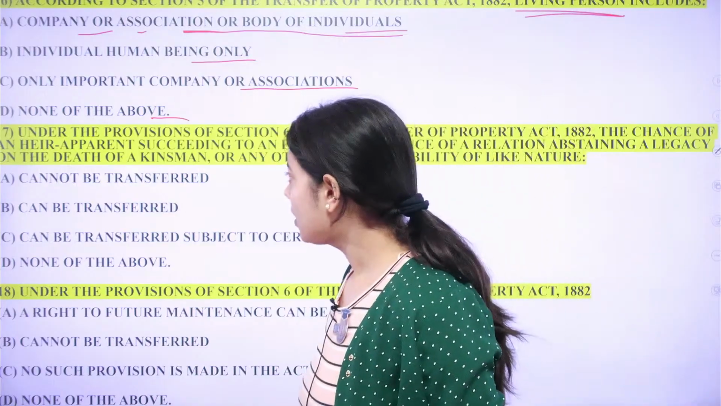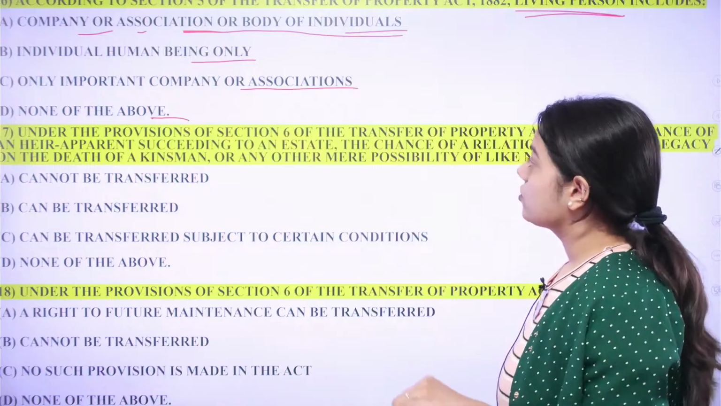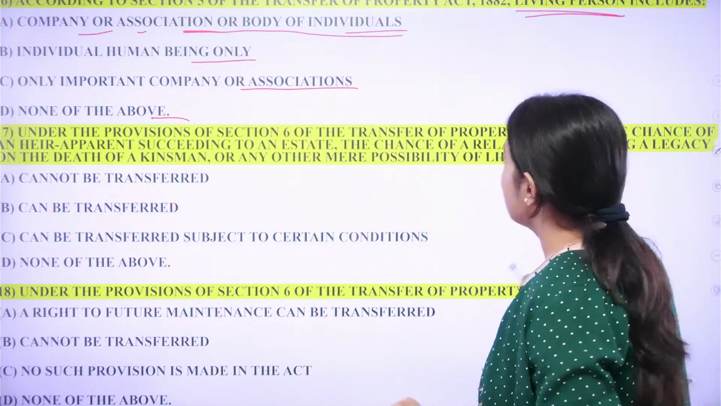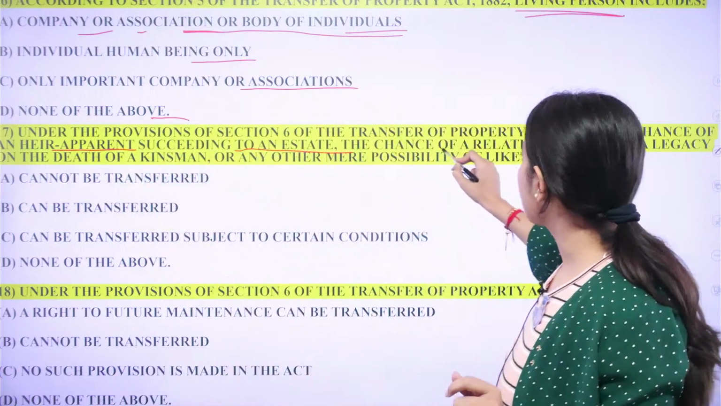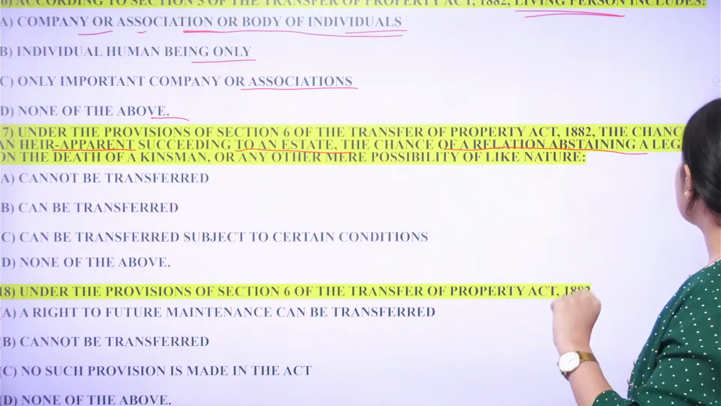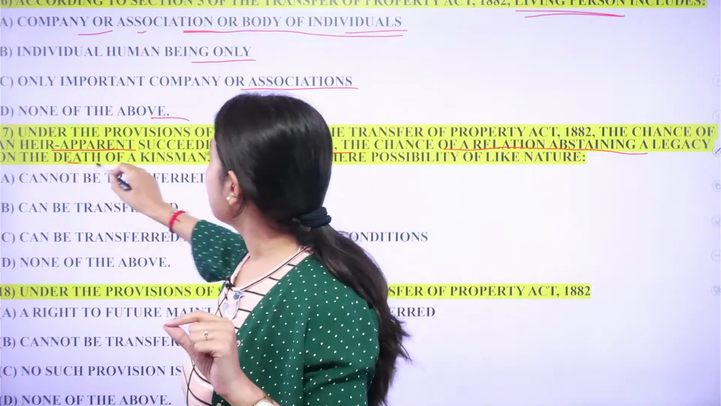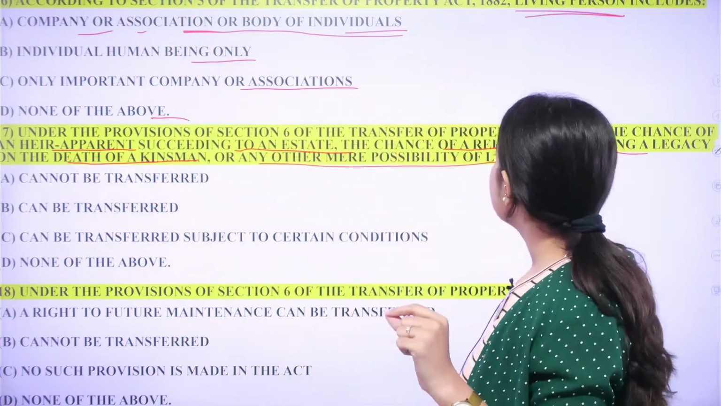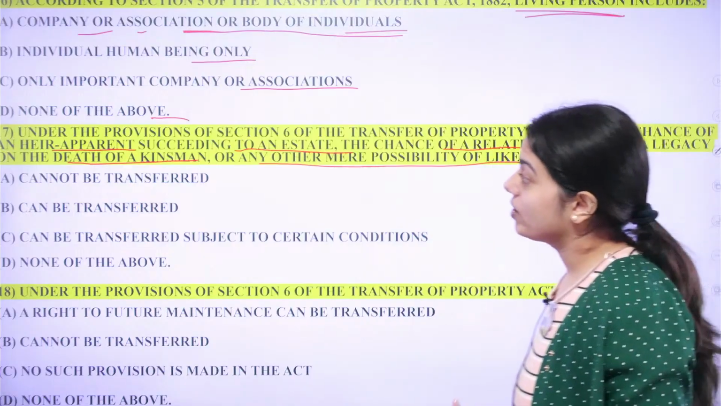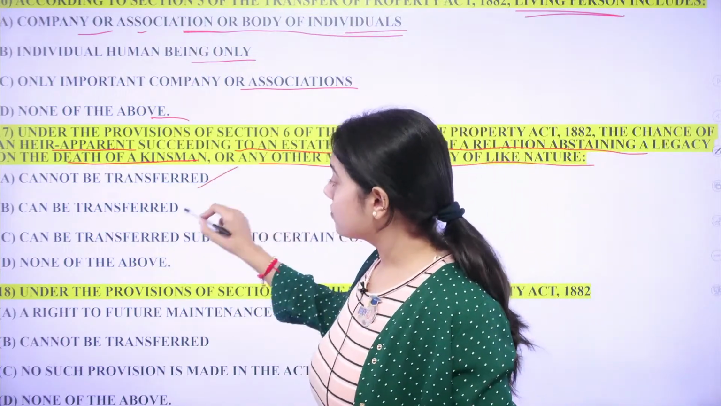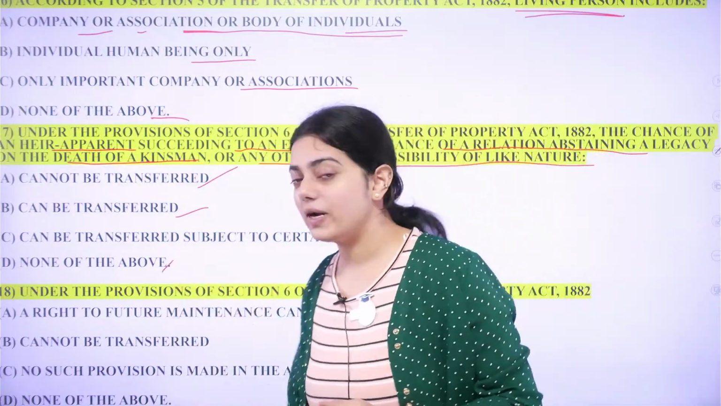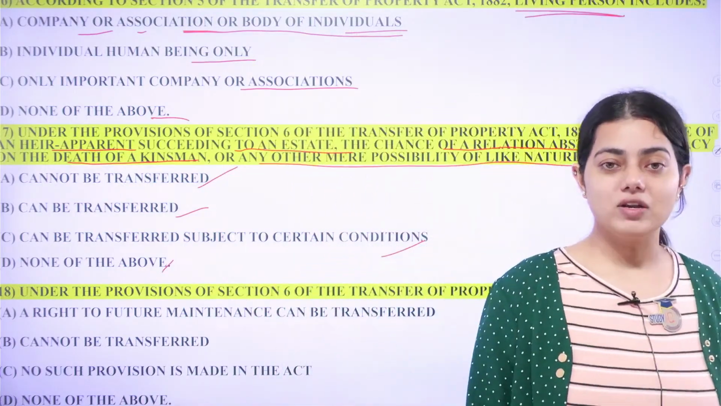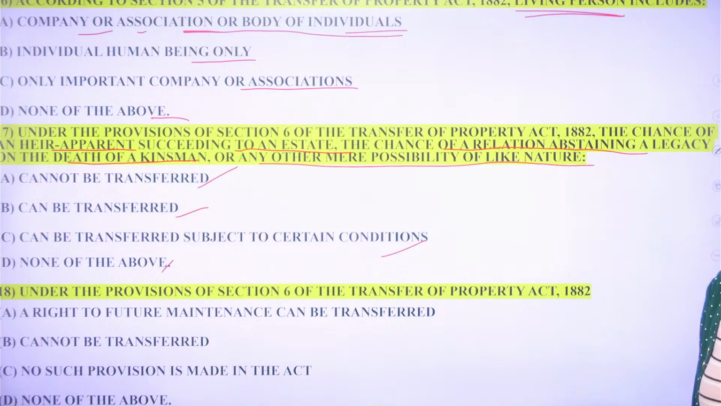Question 17. Under the provisions of section 6 of TPA, the chance of an heir apparent succeeding to an estate, the chance of a relation obtaining a legacy on the death of a kinsman, or any other mere possibility of a like nature. Now, where will it be included? Cannot be transferred, can be transferred subject to certain conditions, or option D, none of the above. Take some time and read this question. I'll move away from the screen. Question number 17.